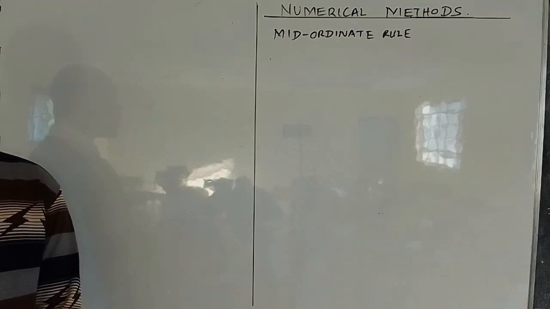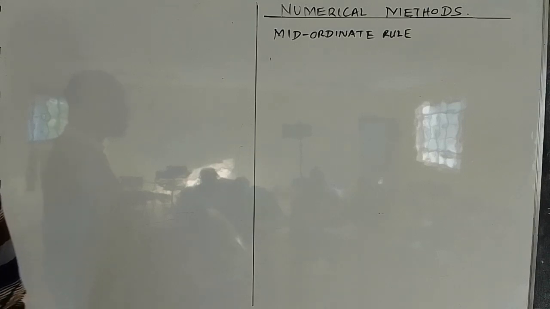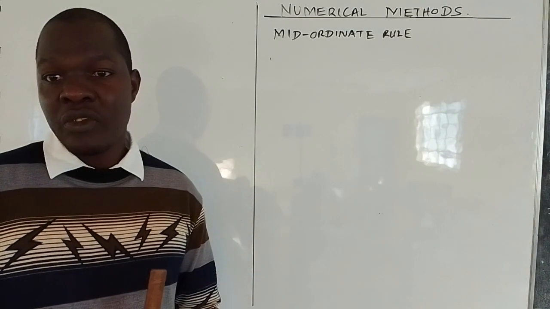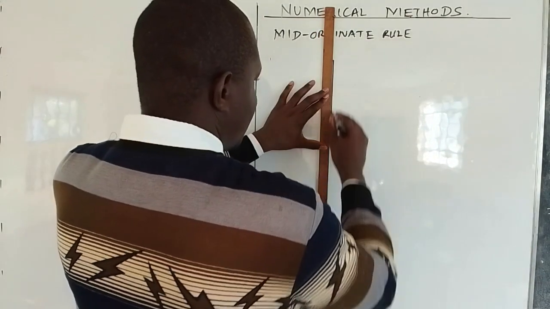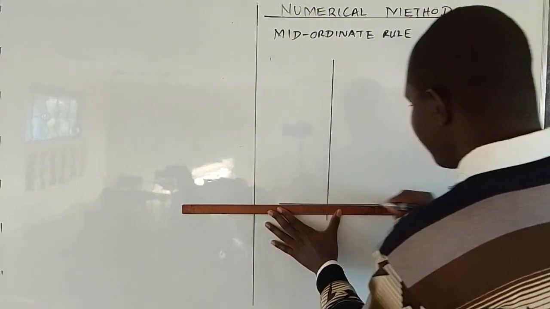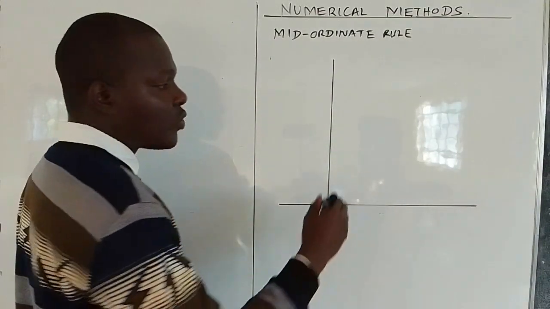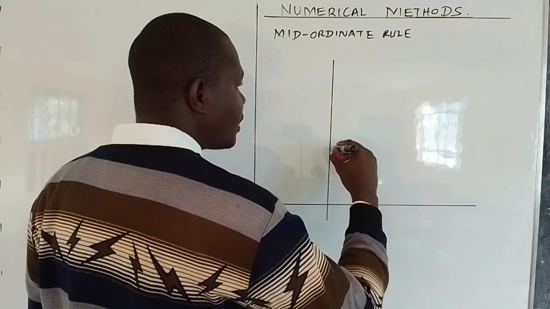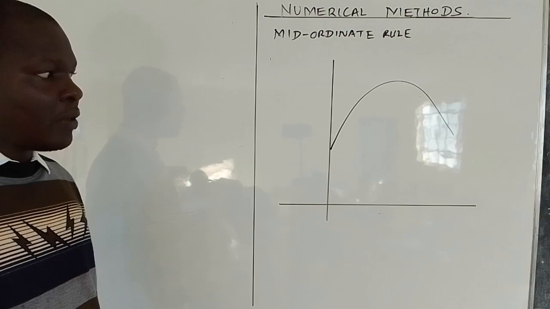Now, to find the area under a curve with the mid-ordinate rule, a curve is divided into parts referred to as the strips. So let's say, for instance, this is our Cartesian coordinate system. Then we want to estimate the area under that curve. Are you together?